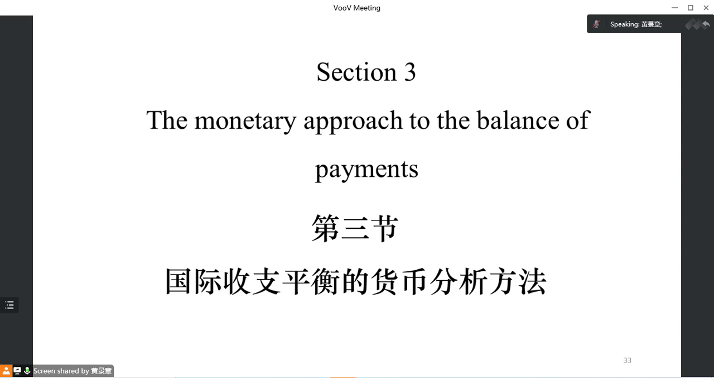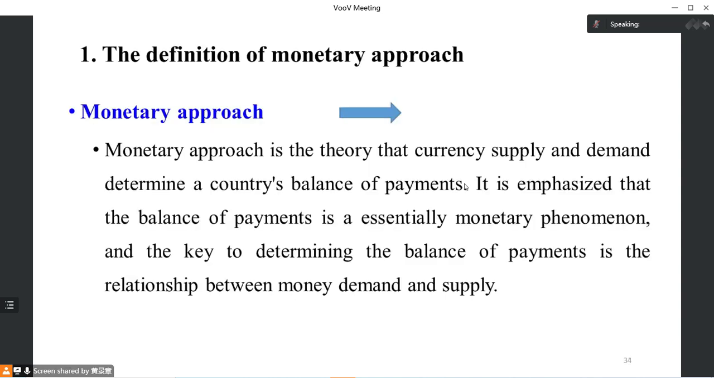Let's go on to study section 3, the monetary approach to the balance of payments. In Chinese, we can say 第三节国际收支平衡的货币分析方法. The definition of the monetary approach. Let's see the definition.